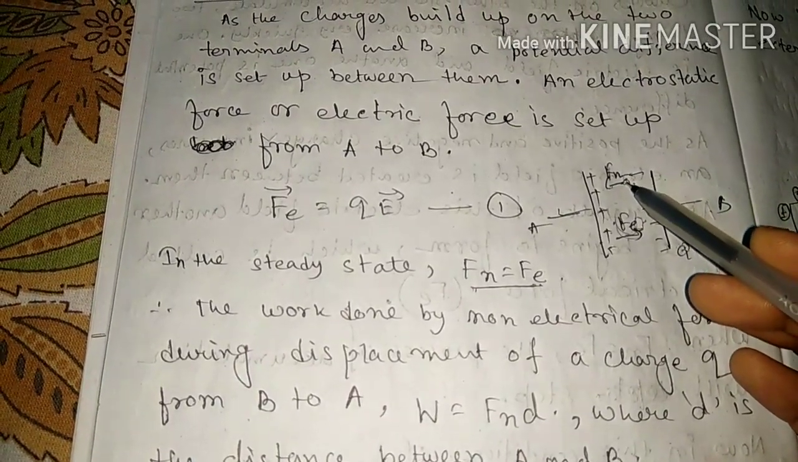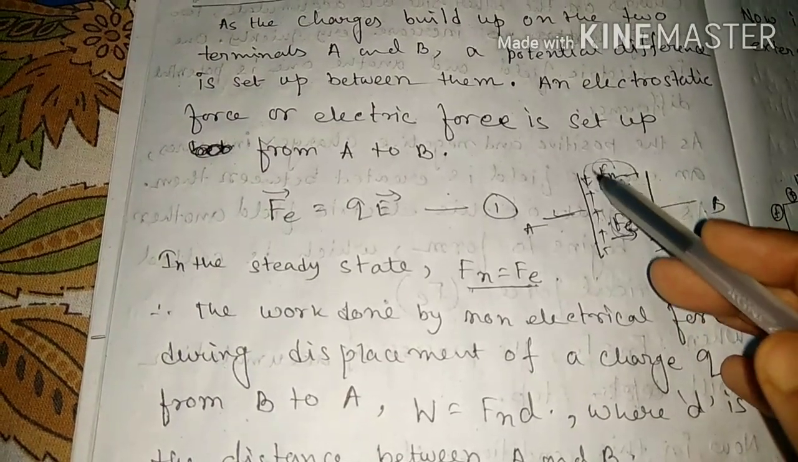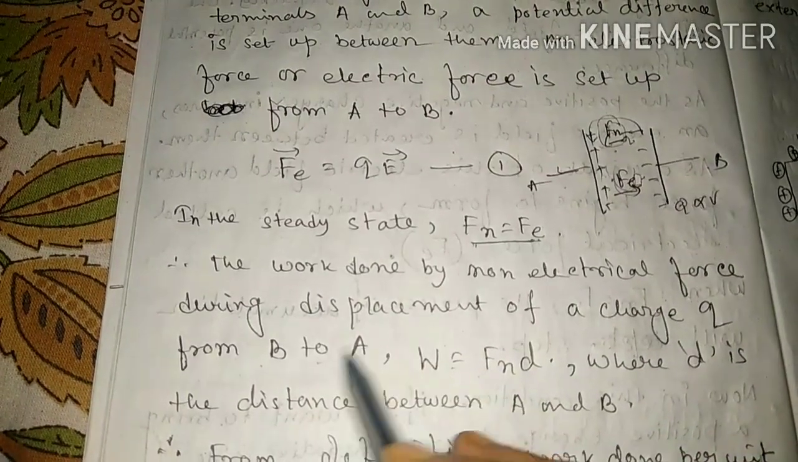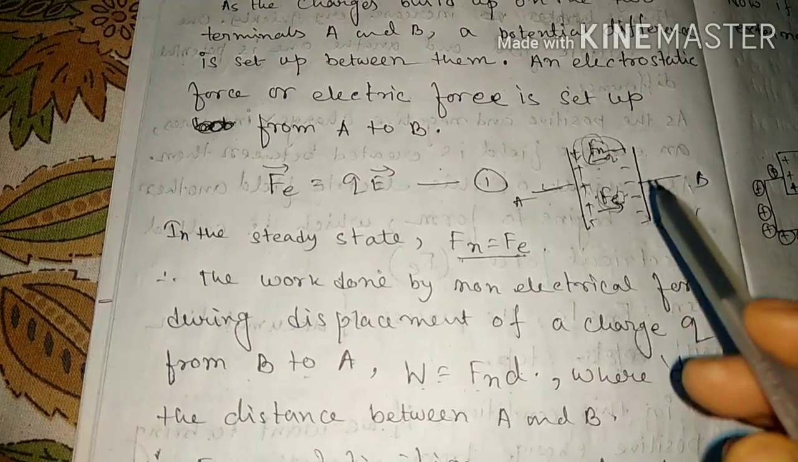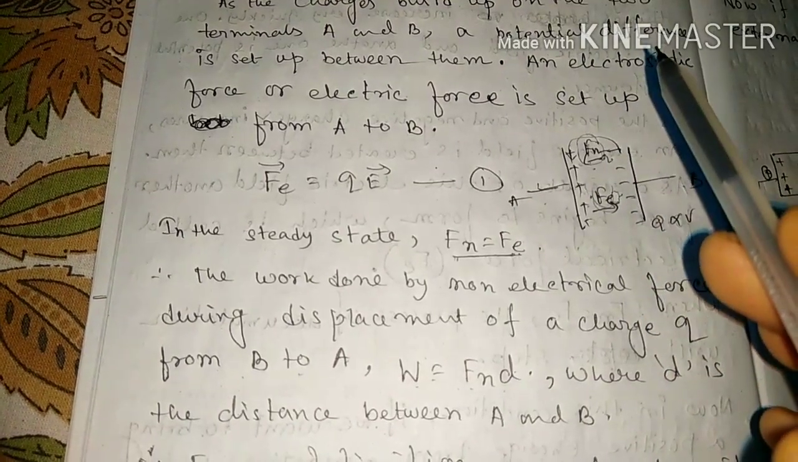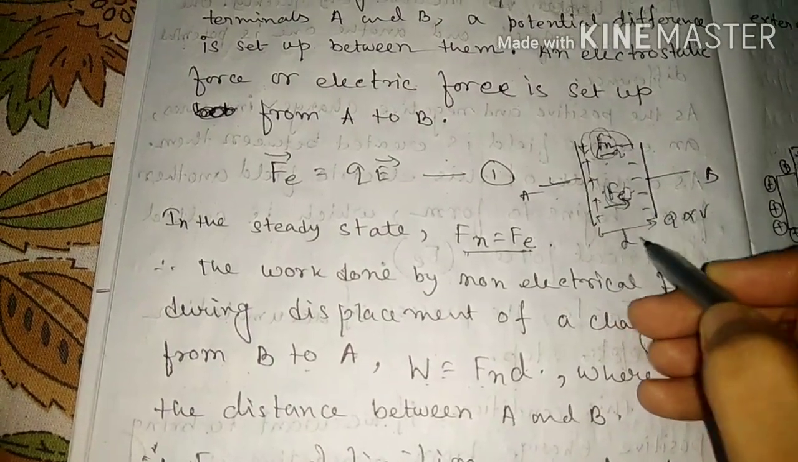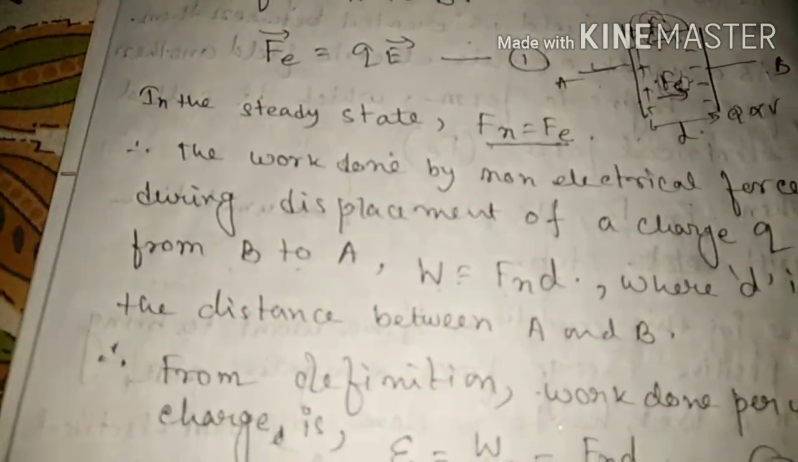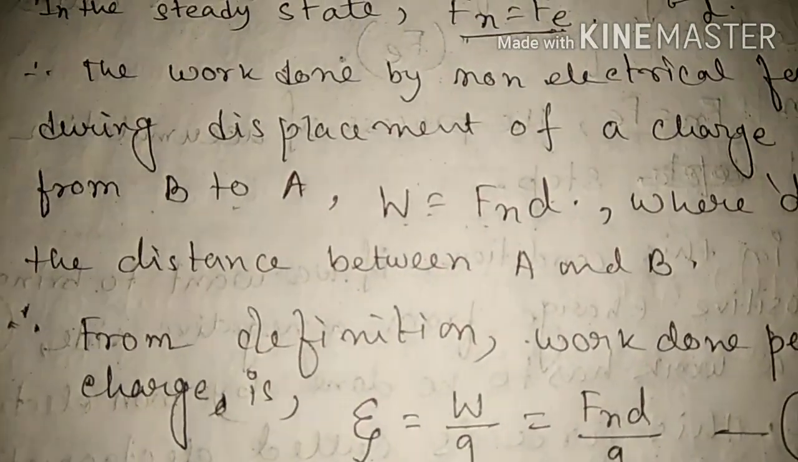So when this Q charge is moved from negative terminal to positive terminal, some work has to be done by this non-electrical force, from B to A. W equals Fn into D, because work has to be done by that non-electrical force, and D is the distance between these two terminals. So W equals Fn into D, where D is the distance between A and B.